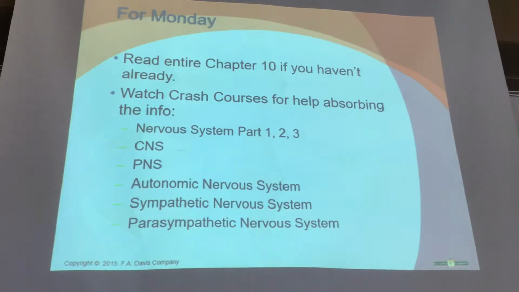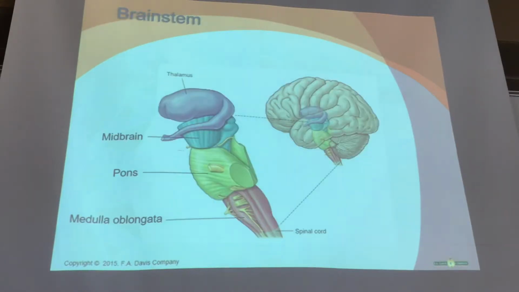Okay, so picking up where we left off in chapter 10, we talked a lot about the spinal cord. We talked about the neurons. We talked about how neurons send electrical impulses and the change of ions across the membrane. And so today we're going to focus more on the brain and our sympathetic and parasympathetic autonomic nervous systems.